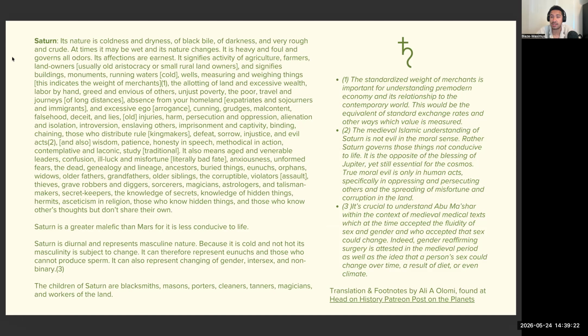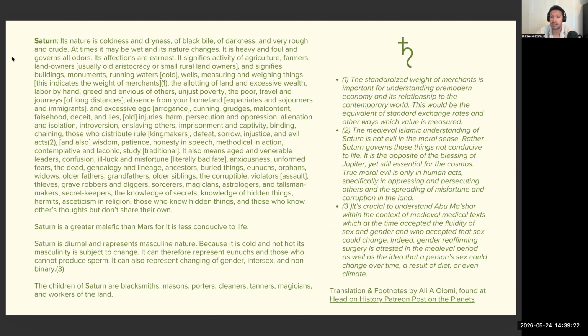Those who are corruptible. Those who are violators and assault others. Those who are thieves. Those who are grave robbers and grave diggers. Those who are sorcerers, magicians, astrologers, talisman makers, secret keepers, and the knowledge of secrets, knowledge of hidden things, hermits, asceticism, and in religion, and those who know hidden things, and those who know others' thoughts, but they do not share their own. Very classically Saturn here.